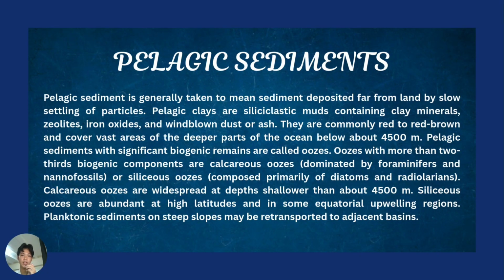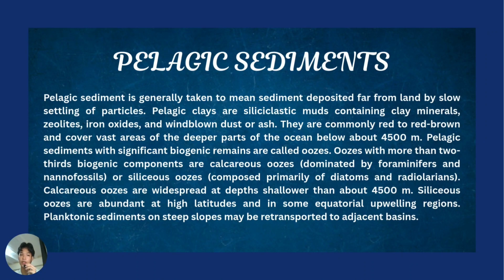Now we have pelagic sediments. Pelagic sediment is generally taken to mean sediment deposited far from land by slow settling of particles. Pelagic clays are siliciclastic muds containing clay minerals, zeolites, iron oxides, and wind-blown dust or ash. They are commonly red to red-brown and cover vast areas of the deeper parts of the ocean below about 4,500 meters. Pelagic sediments with significant biogenic remains are called oozes.